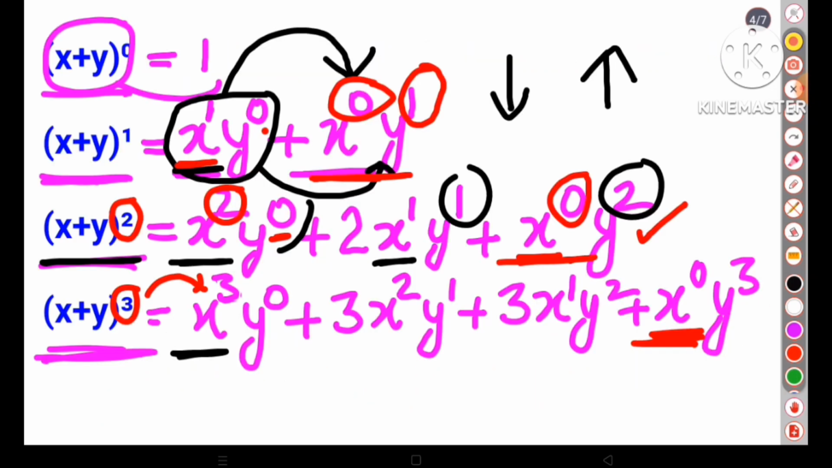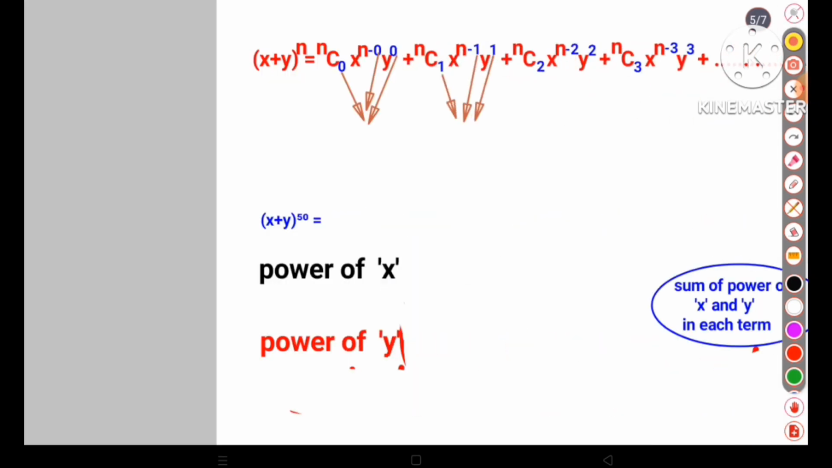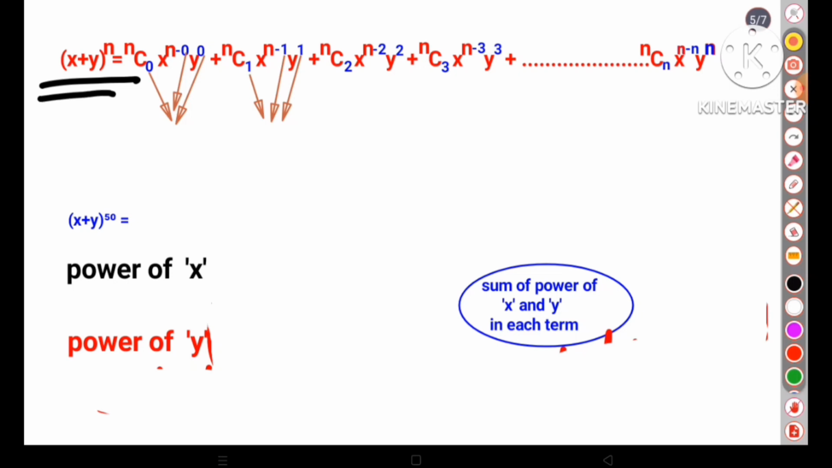From these observations, we can write the general form of the binomial theorem. This is the general form of the binomial theorem. (x plus y) whole power n is equal to nC0 x raised to the power n y raised to the power 0, plus nC1 x raised to the power n minus 1 y raised to the power 1, and so on. And the last term is nCn x raised to the power n minus n y raised to the power n.